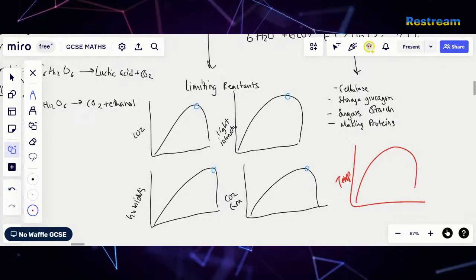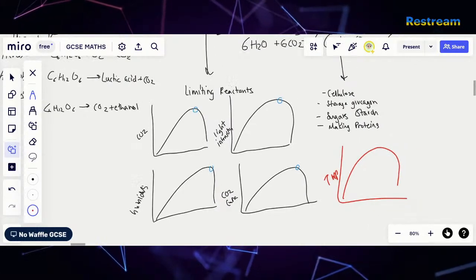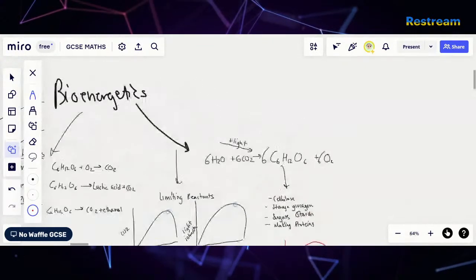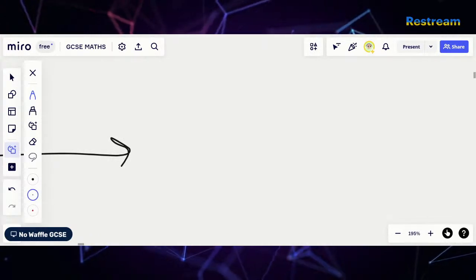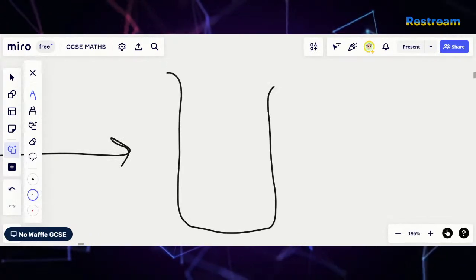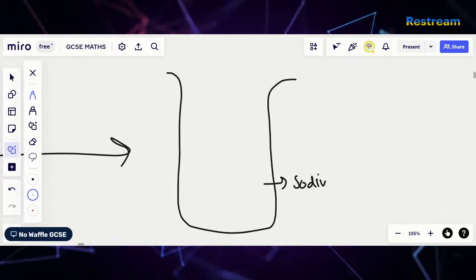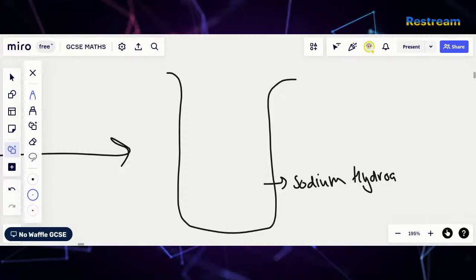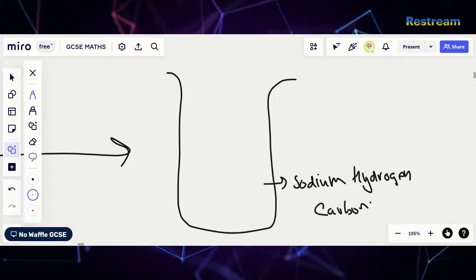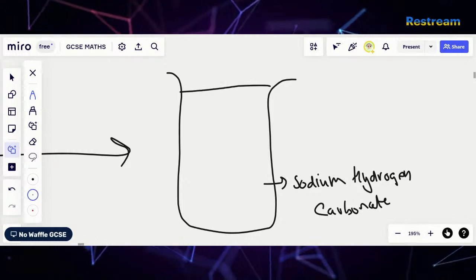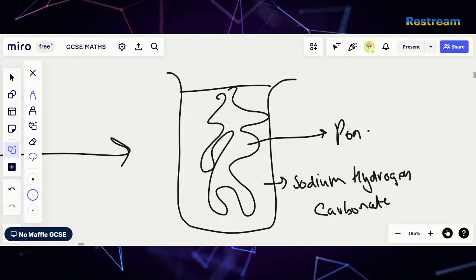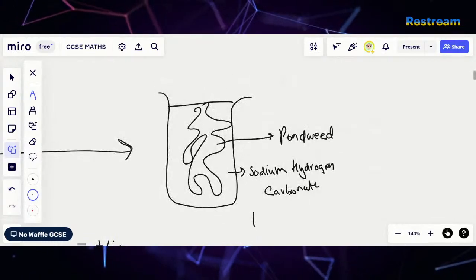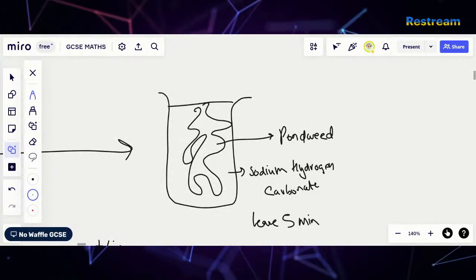Now, there is a required practical for photosynthesis, which I'm going to go through now. What you do is you fill up a test tube with sodium hydrogen carbonate, a particular volume, whatever. Then you put a piece of pondweed into the test tube. You leave it for 5 minutes to acclimatize.